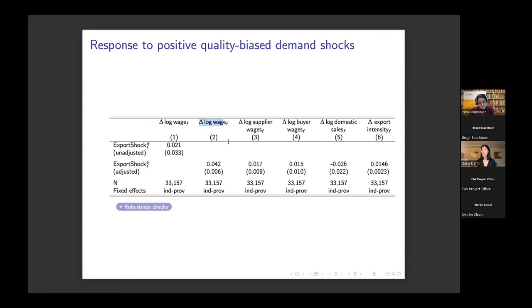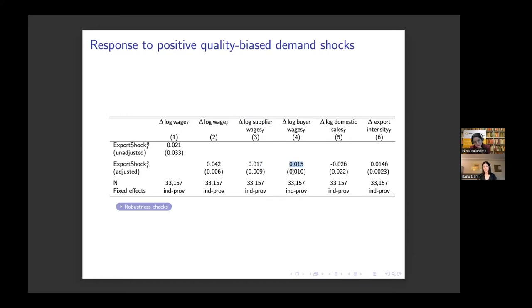Now, what about average supplier and buyer wages? I'm using the initial measures that include both the extensive and intensive margins. There's quite a significant increase in average supplier wages. This could be coming from many channels, and I'm going to talk about it in the next slide. The effect we find on average buyer wages is very similar to what we find on the supplier side, but it is imprecisely estimated, so it's not significant at conventional levels.